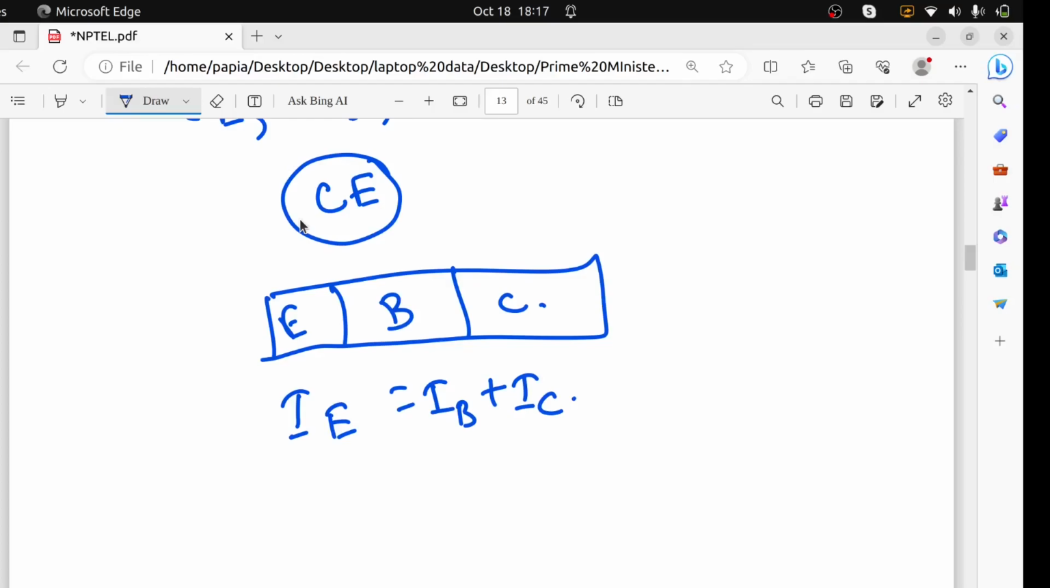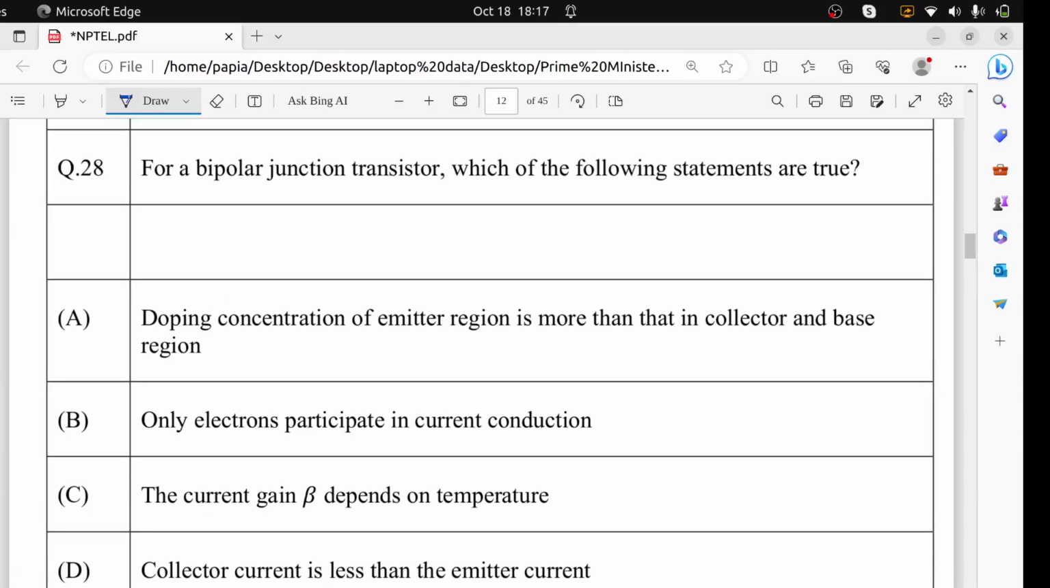I mean, it is not that much as E, it is not that small as B. Okay. So the first option will be the correct one. Doping concentration of emitter region is more than that in collector and base region. So this is the correct one.